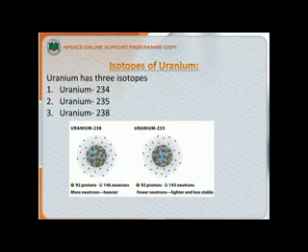Dear students, more neutrons result in heavy mass of the respective atom, and the fewer neutrons result in lighter or the less stable nucleus of the atom.